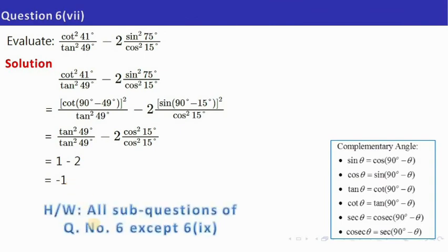All right, so your homework, your assignment will be all sub-questions of question number 6 except question number 9. You will not do this because you have already done this in your trigonometric table chapter. So you don't have any complementary pair over there, so you can directly put the values of standard angles.